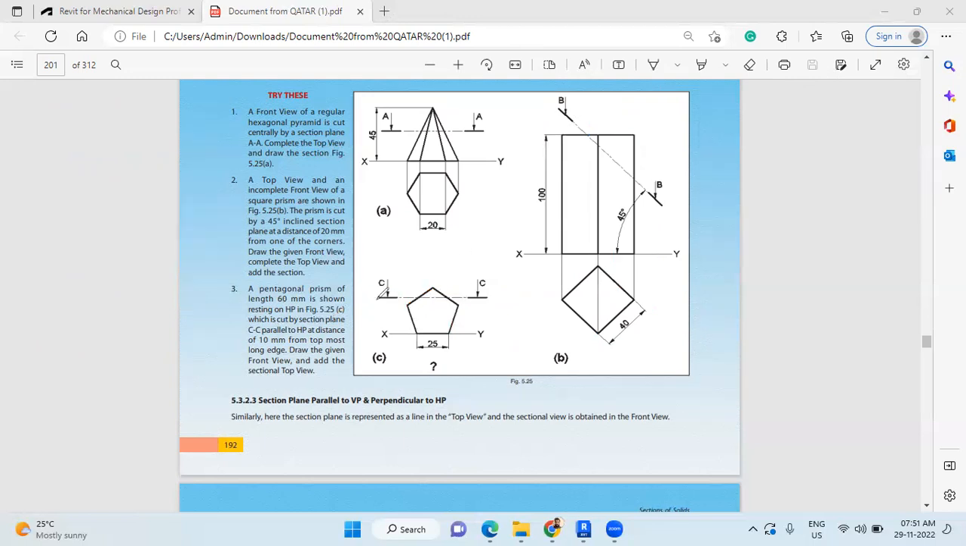So here, where is the cutting plane? Third problem, where is the cutting plane? It's parallel to HP, and perpendicular to VP. There is one condition in the question: one dimension is given, the distance of the cutting plane. It's 10 millimeters from the top edge. Topmost long edge means this one. So this distance is 10. Correct? Yes, sir.